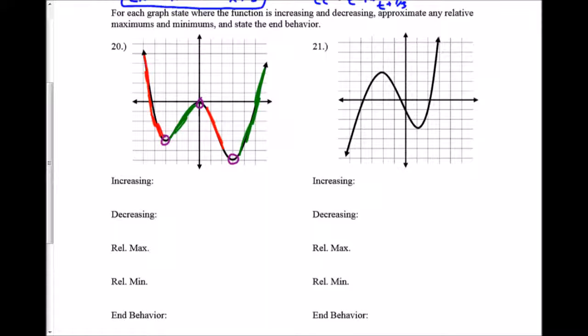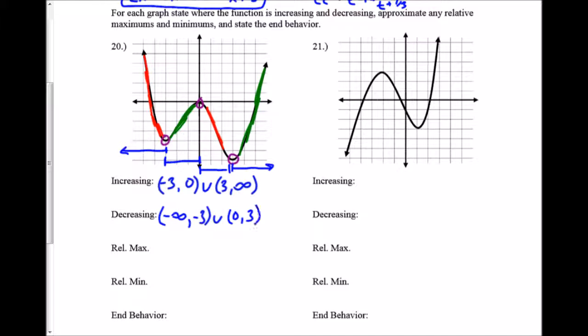So now I'm just going to label the intervals. It's increasing from here to here, so that's from a -3 to a 0. And then it's also increasing from this value on up, so it's increasing from 3 to infinity. So that's my increasing sections. For decreasing, it's decreasing from this end until I get to here, so it's decreasing from -infinity on my x until I get to -3. And then it's also decreasing from here until this value. So it's decreasing from 0 to 3. And that's it, increasing, decreasing.